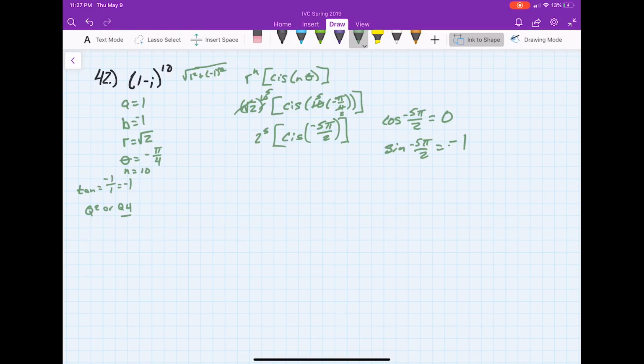So we sub these in. Cosine is our A, which was 0, plus i times negative 1. And then we have 2 to the 5th is 32. So 32 times 0 is 0. So we are going to end up with 32 times negative 1, which will just make this negative. So negative 32i. And that is the end of 42.